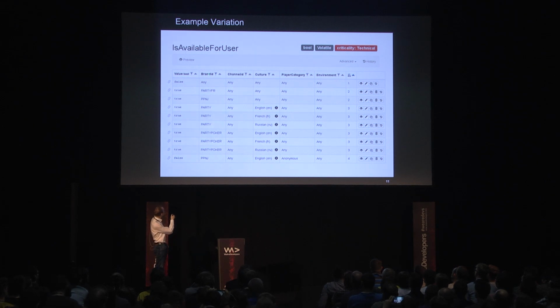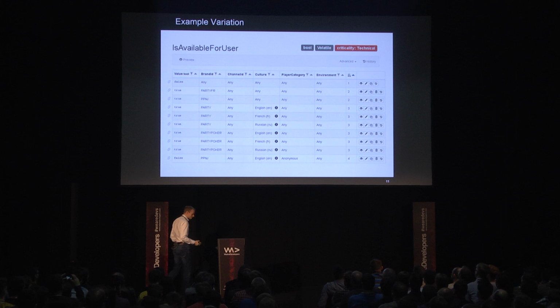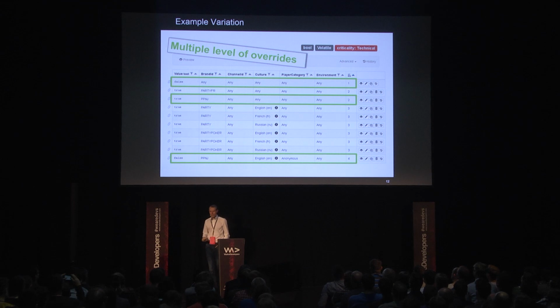You can vary it by brand, channel ID, culture, player category, and environment. And you then see different values depending on different contexts that you can specify. You can see multiple levels of overrides, for example. So the default value is false, but for Party Poker New Jersey, it's true. But if it's Party Poker New Jersey and the user is using English and not logged in, then it's false again. So different levels of overrides are necessary to achieve the flexibility that we wanted to have.